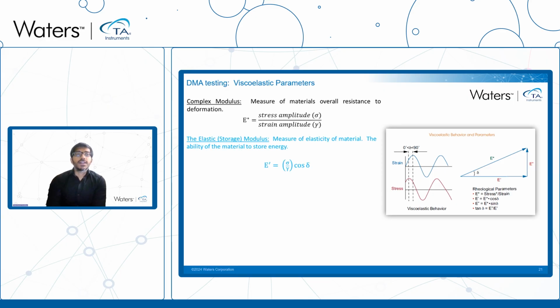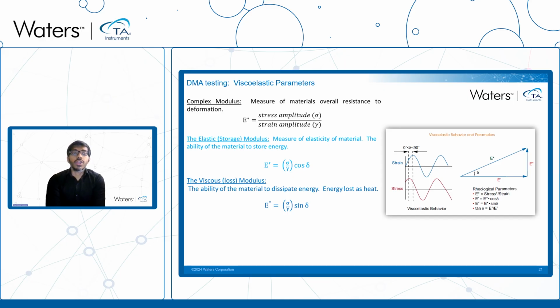Then to quantify the elasticity of the material, which is the ability of the material to store energy, the parameter called storage modulus is defined in terms of the cosine of the phase angle. There is another parameter that quantifies the viscous characteristics of the material, which is the ability of the material to dissipate energy in the form of heat. And we call it the viscous or loss modulus, defined with the sine of the phase angle.